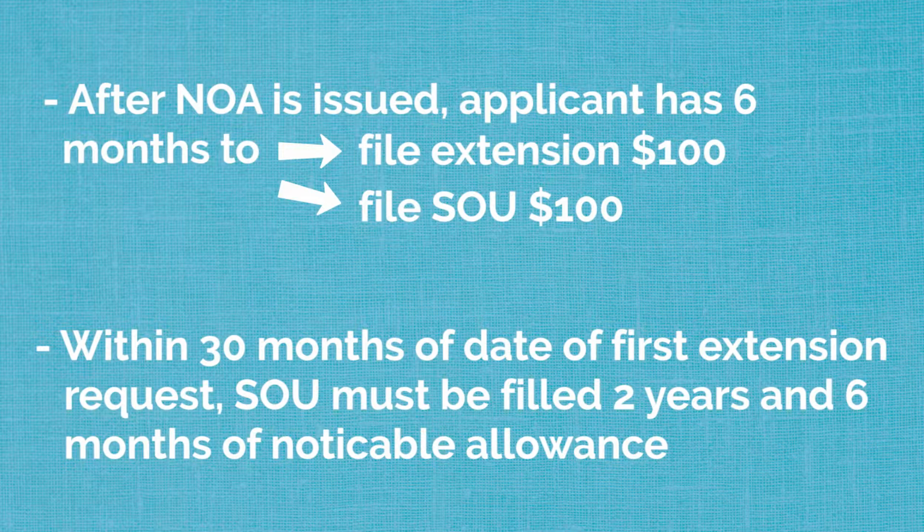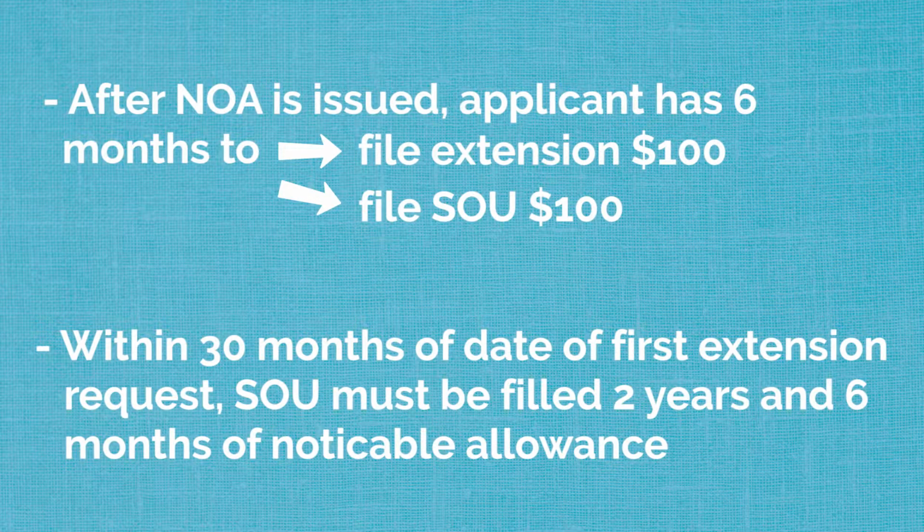However, I need a little bit more time. I'm still not using my brand name in the marketplace or in commerce. So you could file an extension. And an extension is going to be $100 for each extension. So let's take a step back. Once the notice of allowance is issued, you've got 6 months to either file your statement of use with your specimen, if you've got it. If you don't, then you'll go ahead and file an extension and pay $100 and get another 6 months.